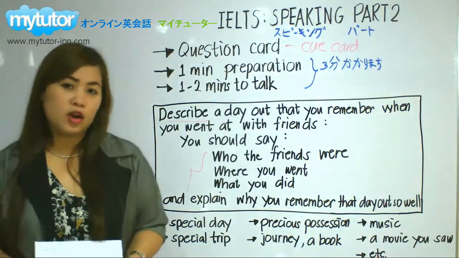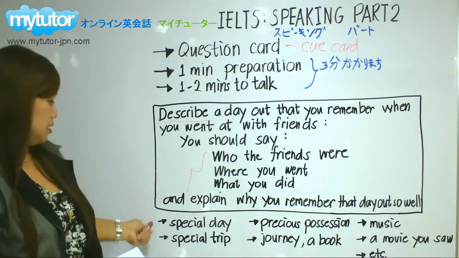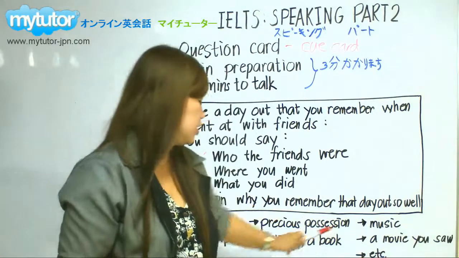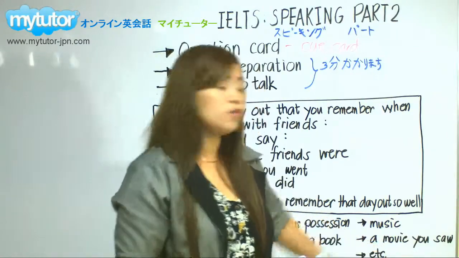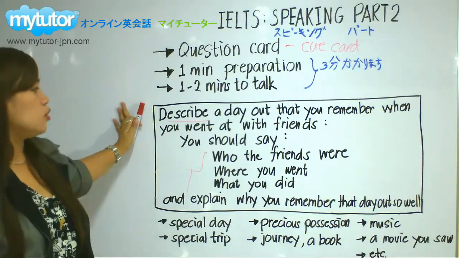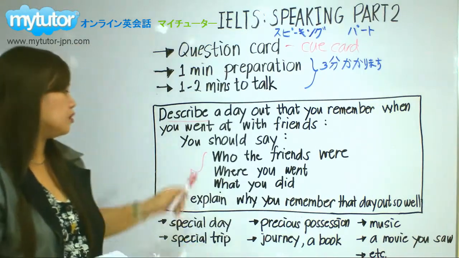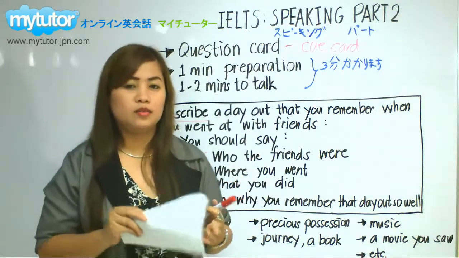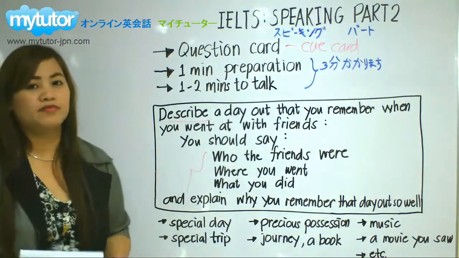So what are the topics that are covered in this cue card? Well, usually it's about a special day, a special trip, a precious possession, a journey or trip, a book, music, or a movie that you saw, etc. So it's usually describing something. And also the 4 W's: why, when, what, where. So these are the questions that are always asked in this cue card.